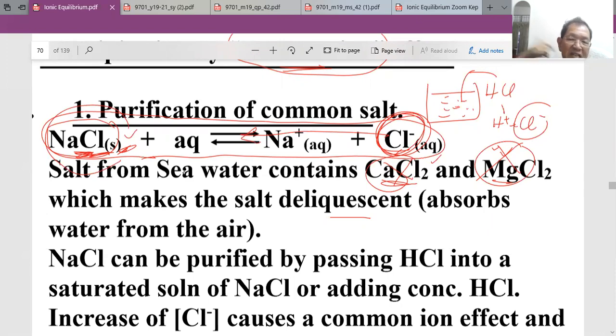Common ion effect. So how do I explain? The increase in concentration of Cl minus will cause, through the common ion effect, the equilibrium to shift backwards to the left. That's all. I'll show you how to look at it: the common ion effect will shift the equilibrium backwards. Now, let me show you how the answers are.